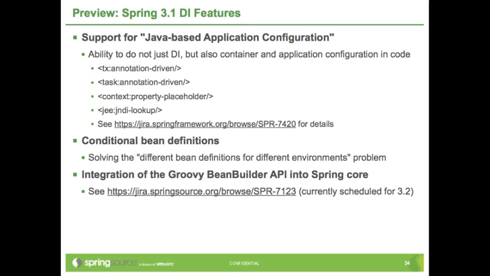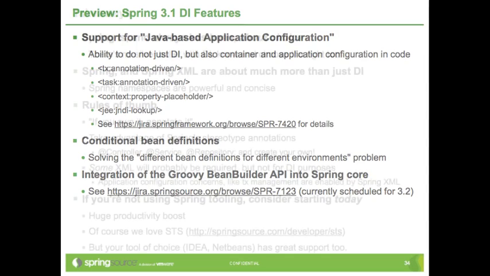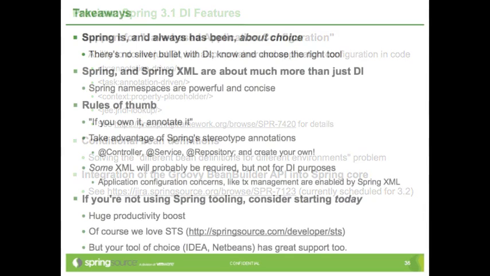And then also, for those that are familiar with Grails and Groovy World, the Bean Builder API, the Groovy Bean Builder, is slated for inclusion in Spring Core, currently in Spring 3.2. Maybe we'll get it into Spring 3.1, but currently in 3.2. So if you like to configure the container in Groovy, that'll be a possibility as well. You might call that a fourth style for those that like Groovy.